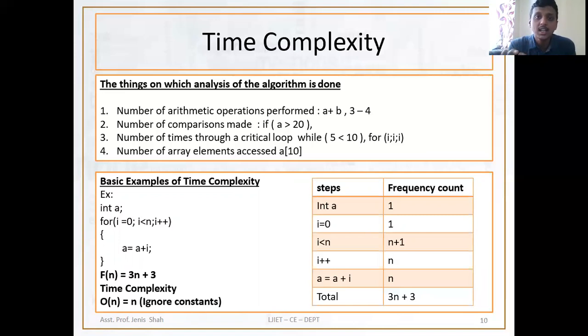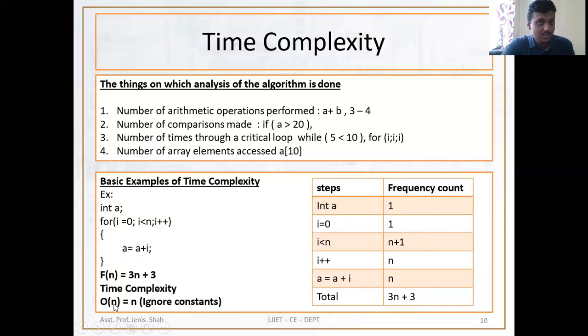Fine. n times the condition is true, plus 1 time a false condition. The i plus plus will be executed n times. For a equal to a plus i, how many times will it be executed if n is equal to 5? 5 times. That means if n is n, then a equal to a plus i will be executed n times. Now we just add all of these: 1 plus 1 plus 1 is 3, n plus n plus n is 3n. So the total will be 3n plus 3.